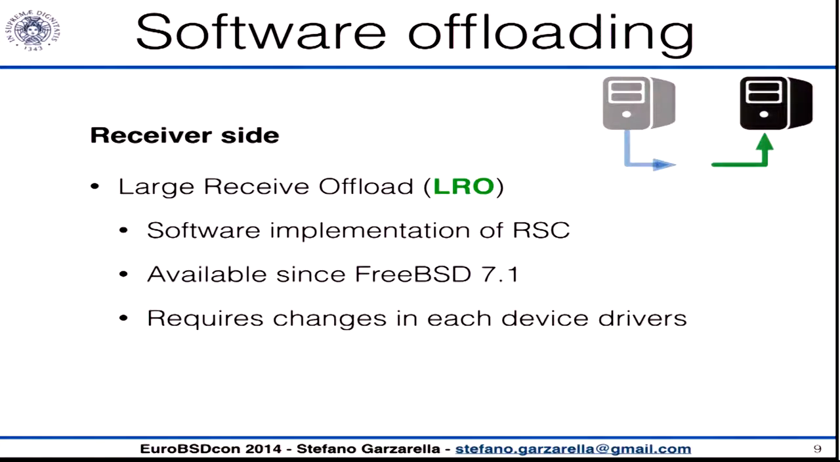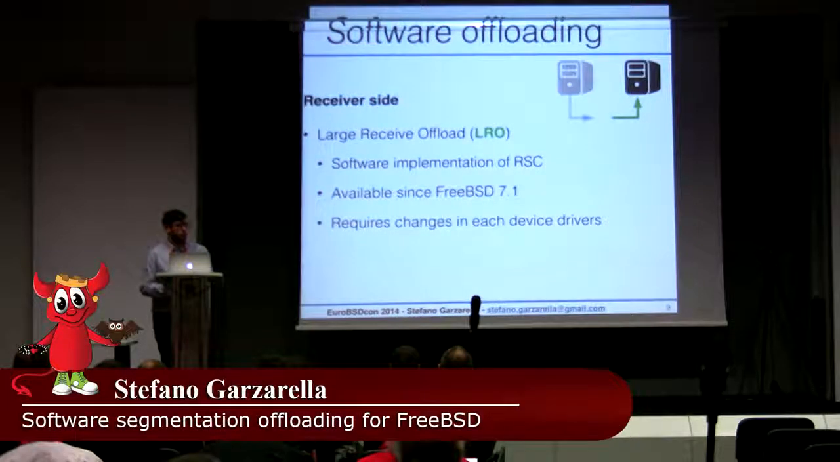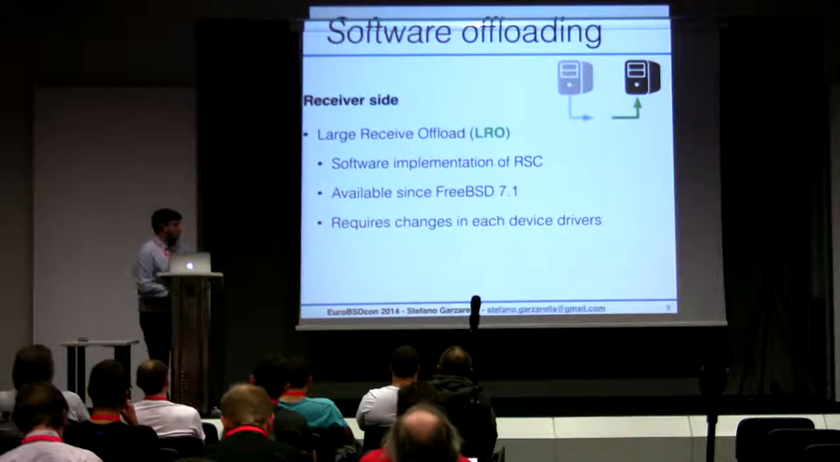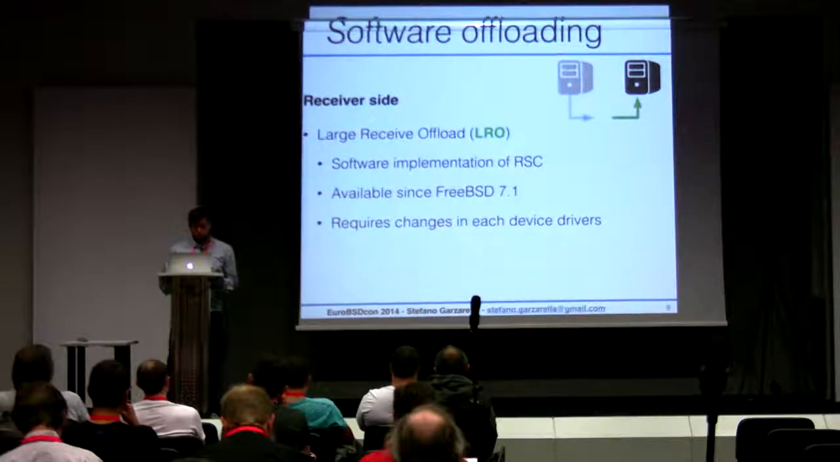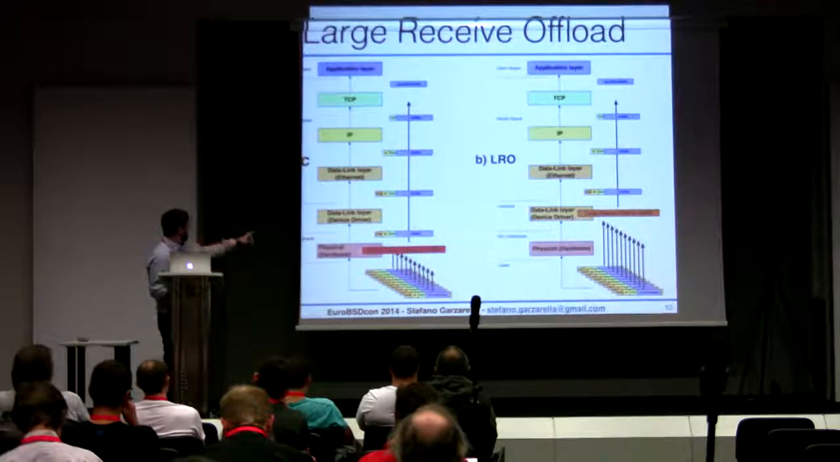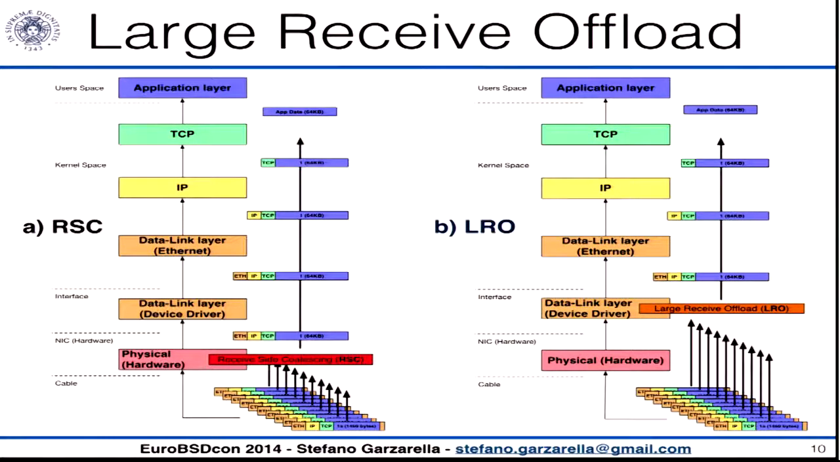Okay, since FreeBSD 7.1, we have a software implementation of RSC called LRO, Large Receive Offload. This software mechanism, which requires changing each device driver, allows us to obtain the same advantage as the RSC. On the left, there is hardware RSC, and on the right, there is software LRO. In the device driver, in the same interrupt context, the packets from the same connection are aggregated into one segment, and then it's passed to the operating system, to the network stack. At this point, the behavior is the same as the RSC. There is only one big segment that crosses the stack.